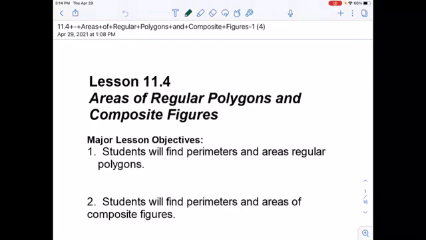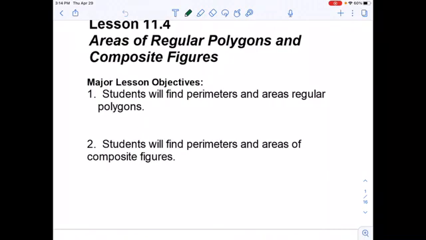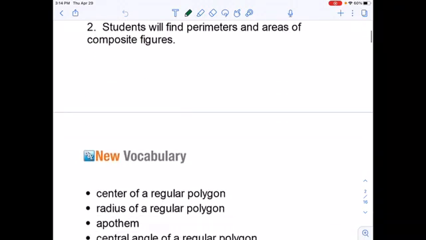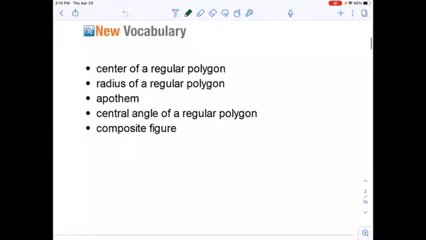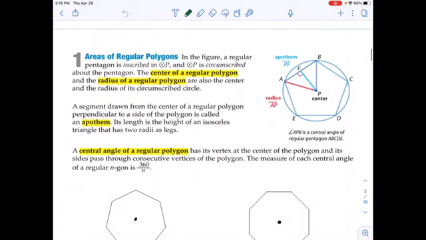Hello, today we are covering lesson 11.4, areas of regular polygons and composite figures. You guys will be able to find the perimeters and areas of regular polygons and find perimeters and areas of composite figures. So our new vocab today is center of a regular polygon, radius of a regular polygon, apothem, central angle of a regular polygon, and composite figure.